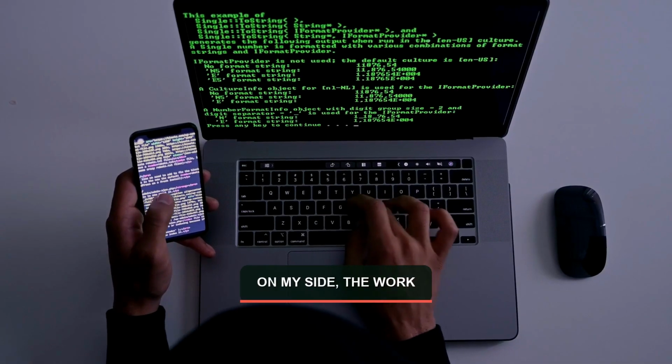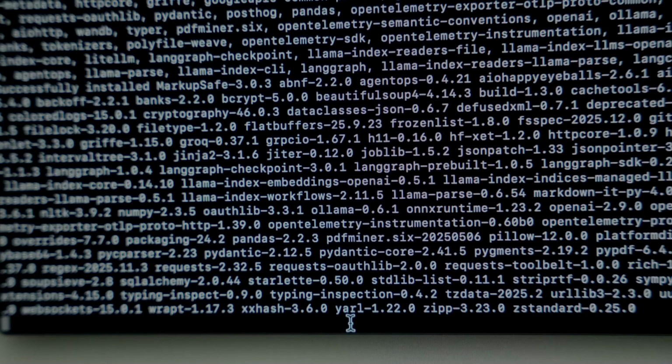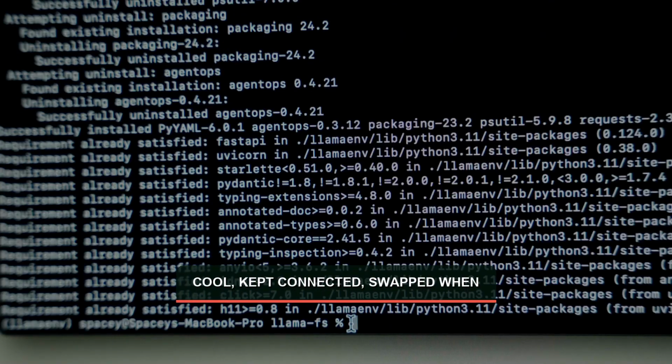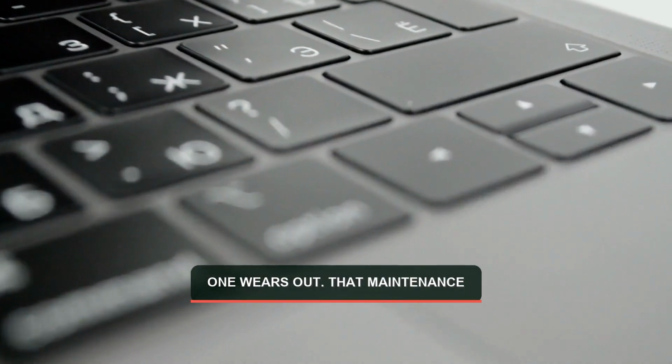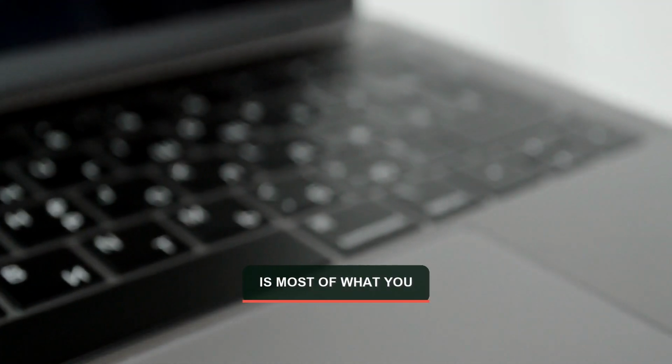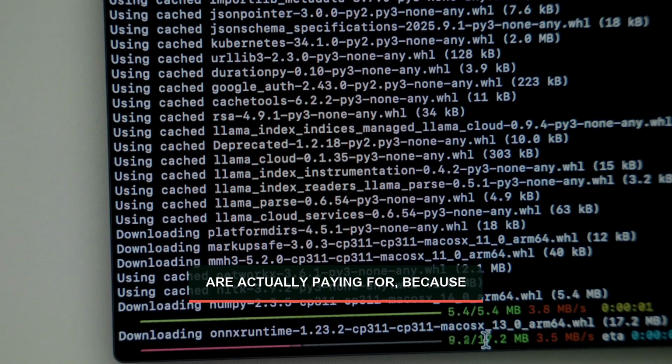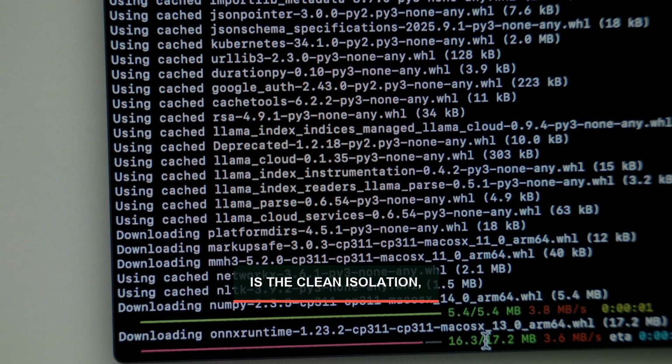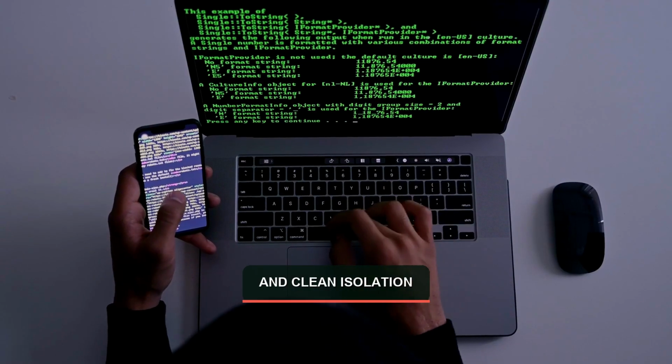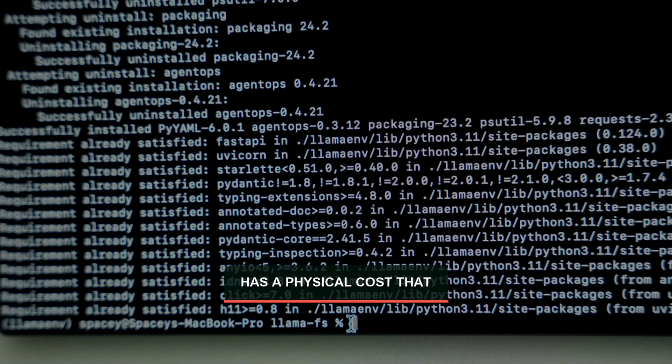On my side, the work is the boring physical part. Real phones powered on, kept cool, kept connected, swapped when one wears out. That maintenance is most of what you are actually paying for, because a real device per identity is the clean isolation, and clean isolation has a physical cost that an emulator simply does not carry.